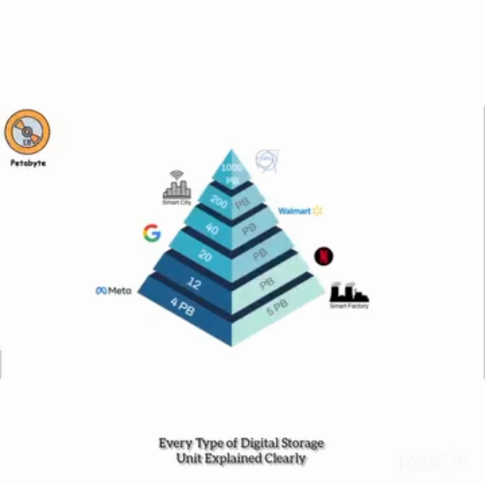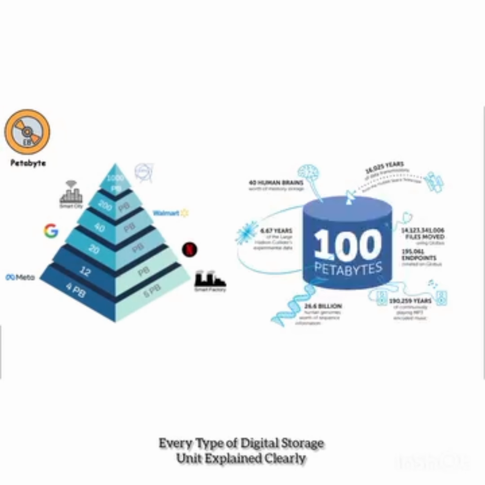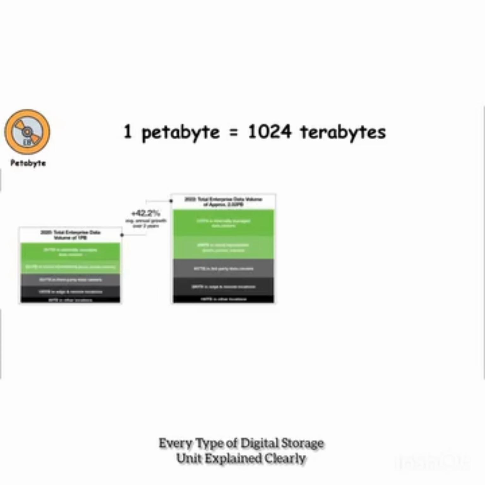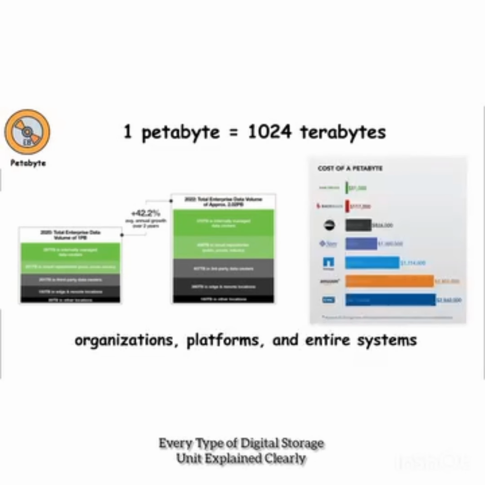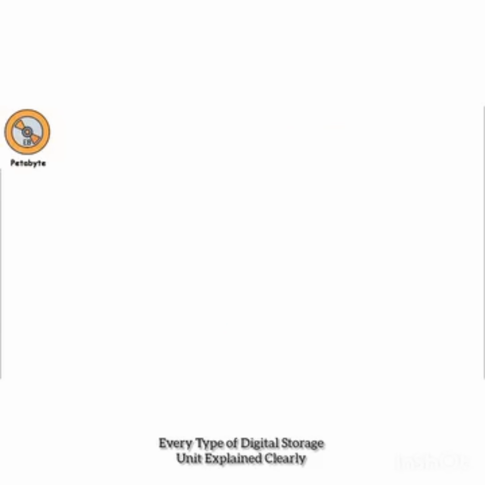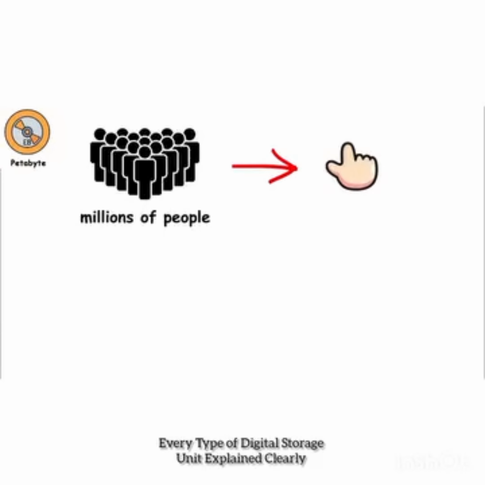Petabyte. A petabyte is the point where data becomes too large to imagine as personal storage. This is no longer about one person's files or even one powerful computer. 1 petabyte equals 1,024 terabytes. But more importantly, it represents data at an industrial scale. At this level, storage belongs to organizations, platforms, and entire systems. Instead of thinking about photos or videos, think about activity. Every click, search, upload, message, and stream creates data. When millions of people do this at the same time, every day, that information quickly grows into petabytes.